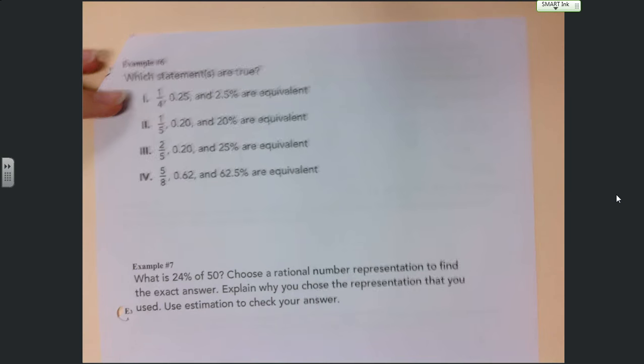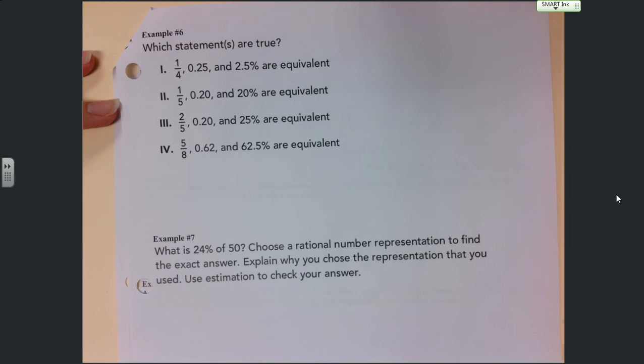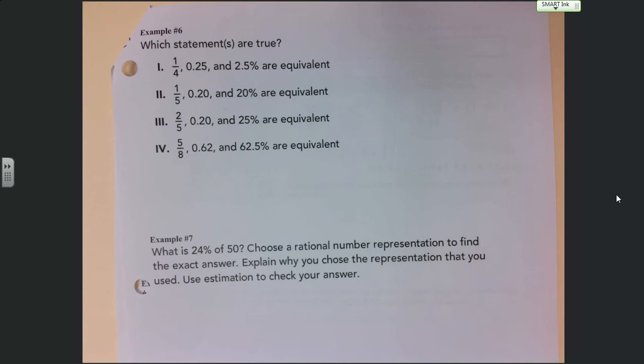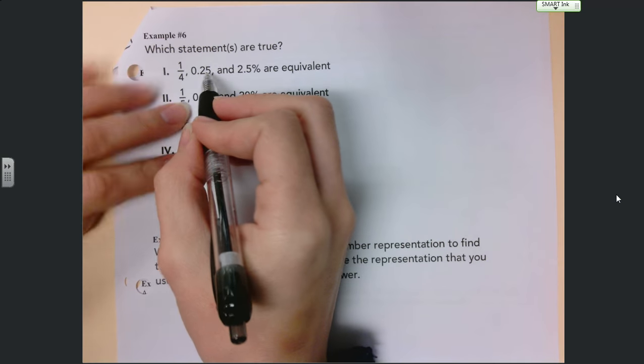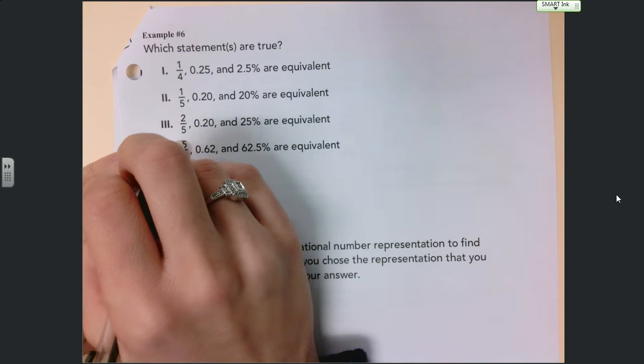Question number 6 is asking which statements are true. So we just really have to go through and calculate these out. And it says that 1/4, 25 hundredths, and 2 5/10 are equivalent.